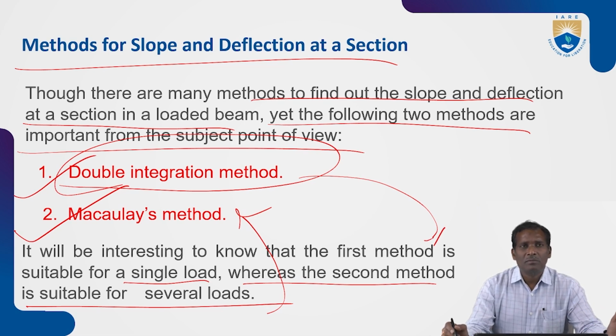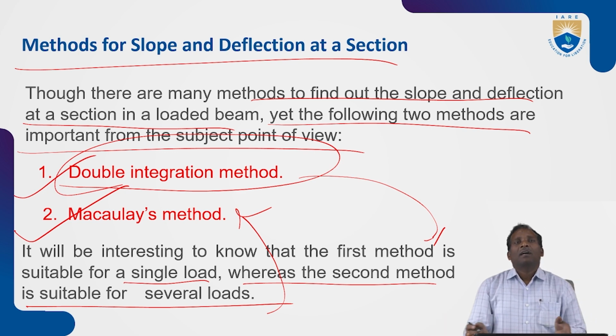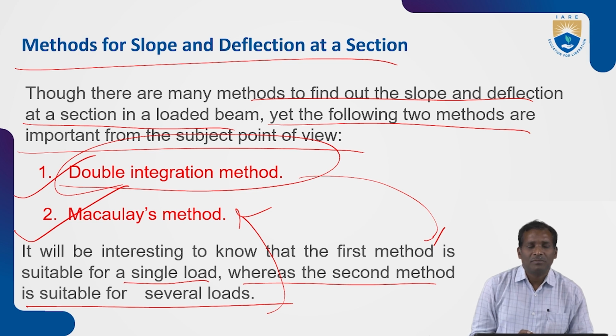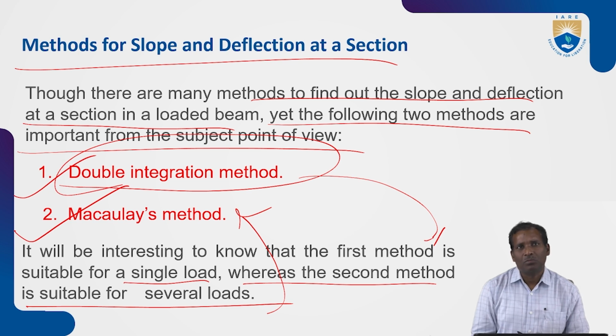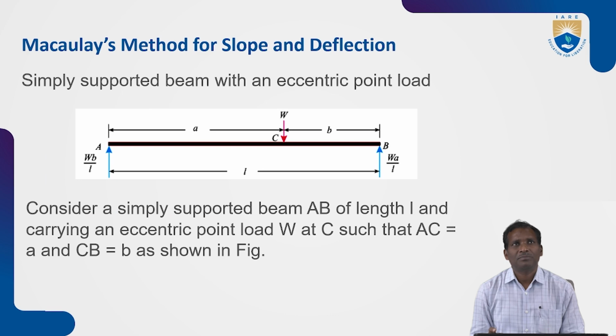We have derived slope and deflection formulas of various beams when subjected to point load, UDL, variable load or eccentric load. But with Macaulay's method, you can calculate for beams with several loads, whenever the beam is subjected to point load and UDL and the combination of these two. How to calculate, we will see.